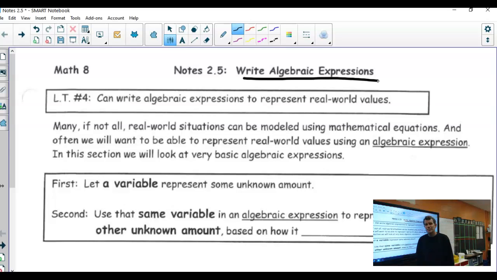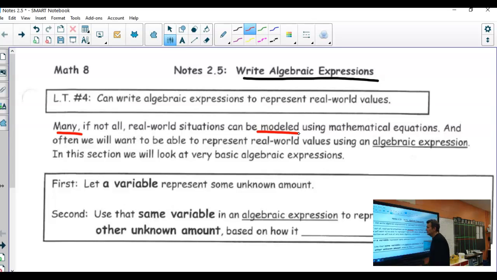Generally, this is not too hard for people, but it is the beginning of algebra, right? Algebra is the use of variables. And today we're going to start having variables represent actual amounts. So let's look at this. I claim that many, if not all, real-world situations can be modeled using mathematical equations. And often we want to be able to represent these real values by using an algebraic expression. And that's what we're going to look at here.